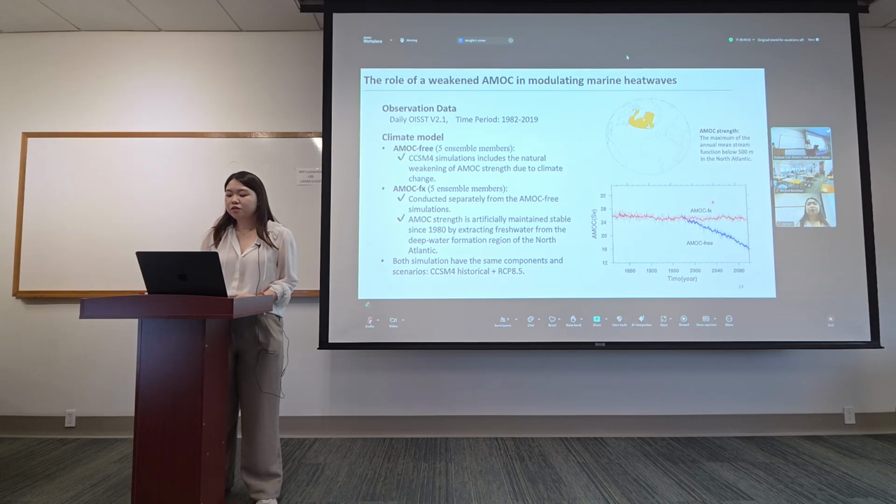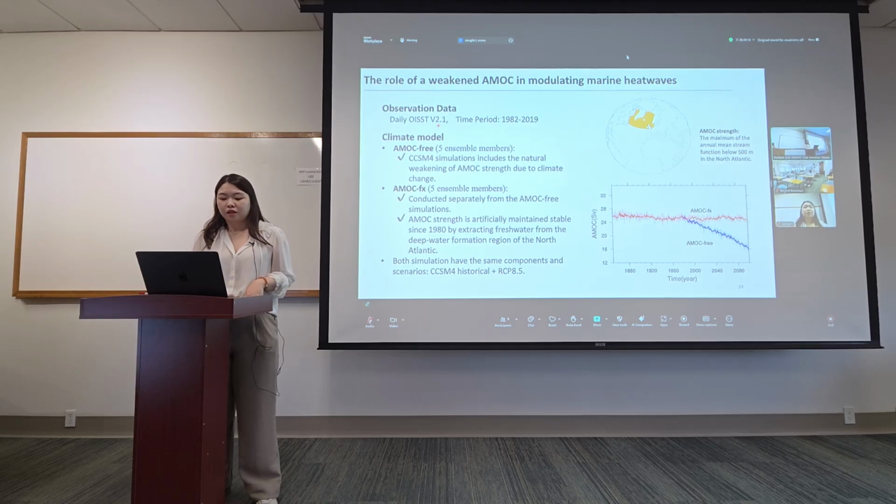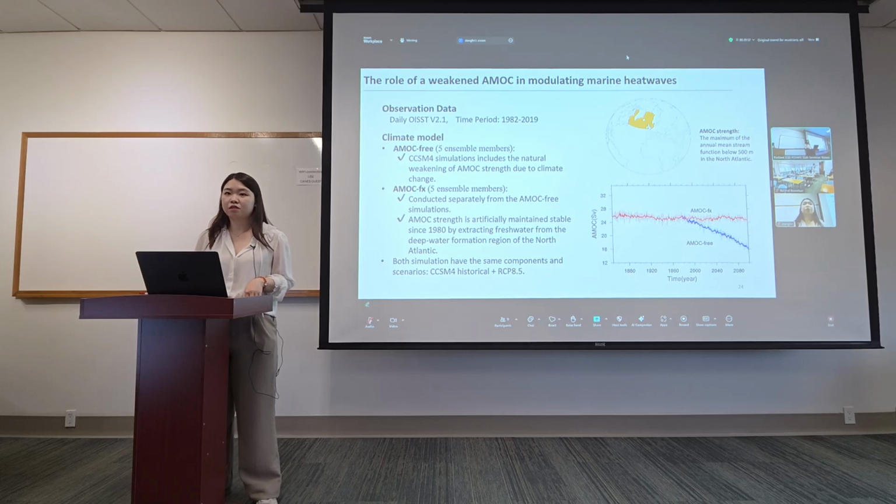To address this question, we still use both observations and climate models. Here we use the OSST version 2.1, just like the first project, because this data is of good quality and high resolution, and has been widely used in recent years for climate extreme studies. For climate models, we designed two parallel simulations based on the CCSM4 climate model. Both of them have 5 ensemble members and are based on the same scenarios, historical and RCP 8.5.